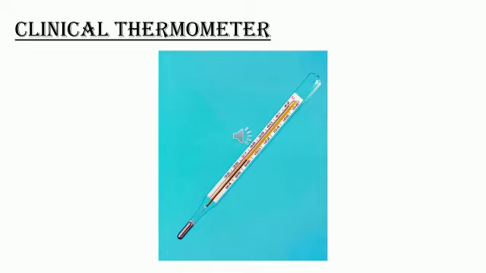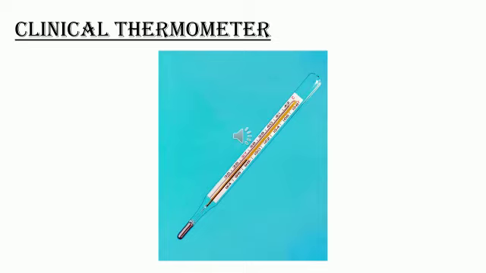Now place the bulb of the thermometer under the tongue. After 1 minute, you need to take the thermometer out and note the reading. This shows your body temperature. The temperature should always be stated with its unit, that is degree Celsius. C stands for Celsius or centigrade.